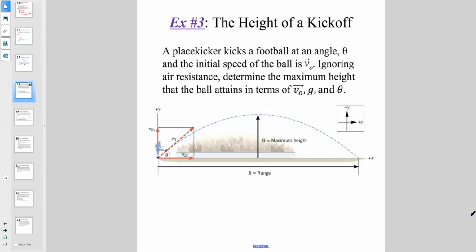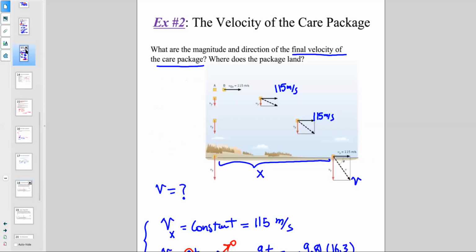So the height of the kickoff. We have another example. A place kicker kicks a football at an angle of theta and an initial speed of v0. Ignoring air resistance, determine the maximum height that the ball can go in terms of v0, g, and theta. And we have done it before. So I am just going to show you where I have done that.